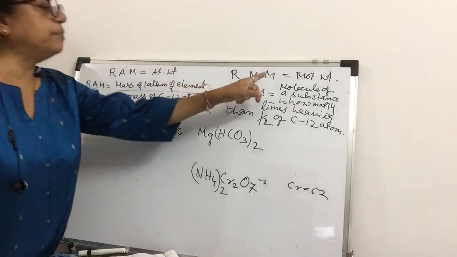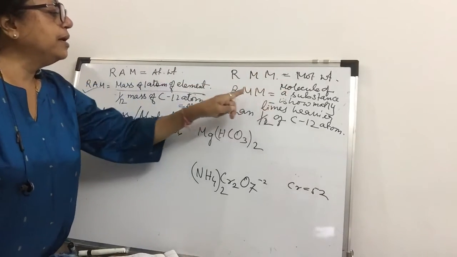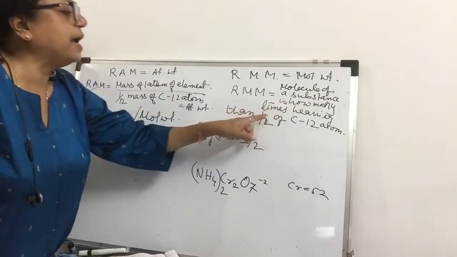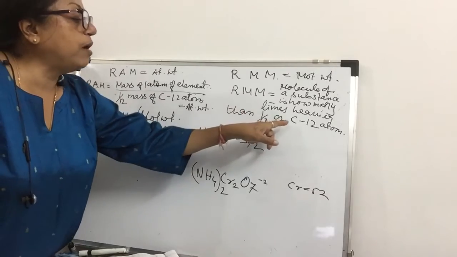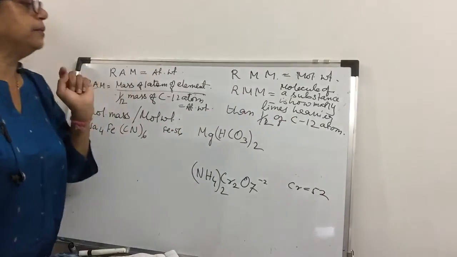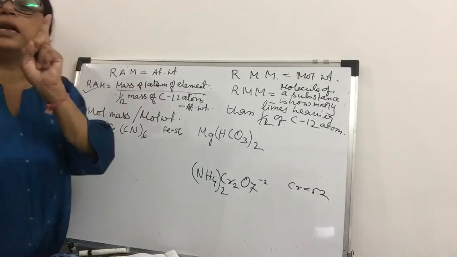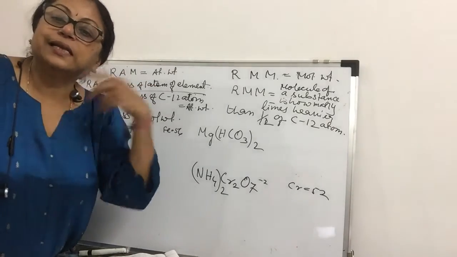And what is relative molecular mass? Here the molecule of a substance is how many times heavier than 1 by 12 of a carbon 12 atom. Molecule. Here we were talking about an atom, only one atom. And there it is a molecule.